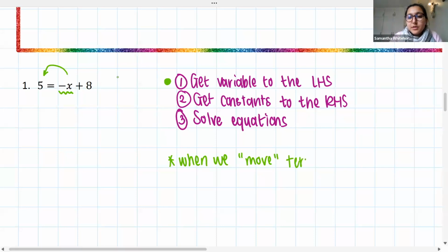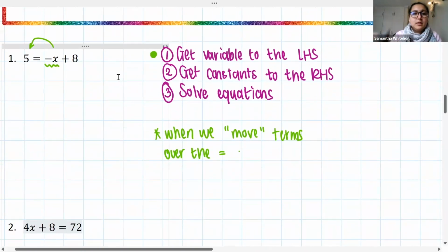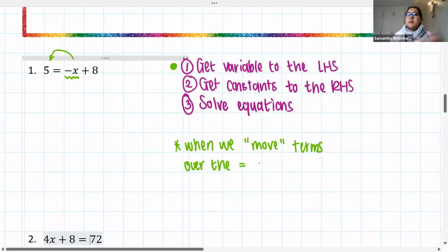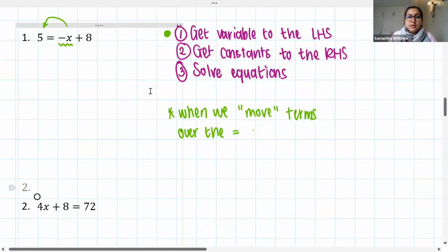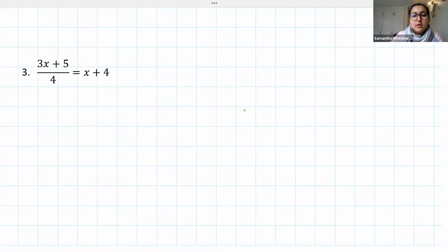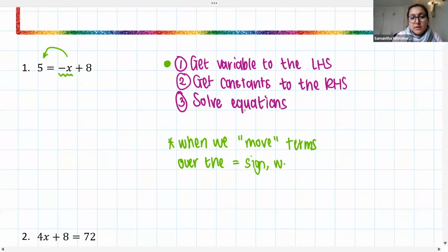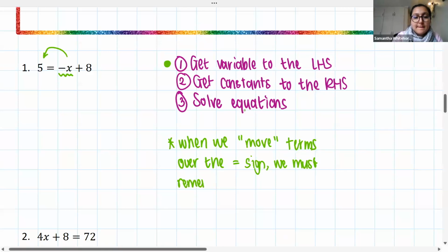When we move terms over the equal sign, we must remember our inverse operations.